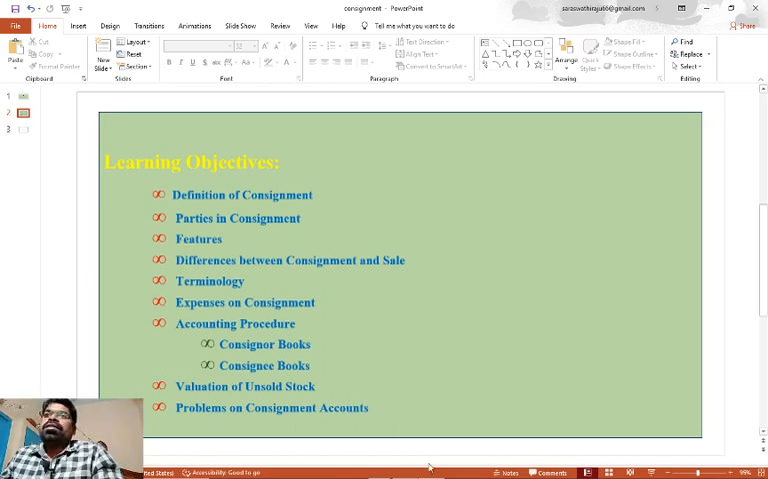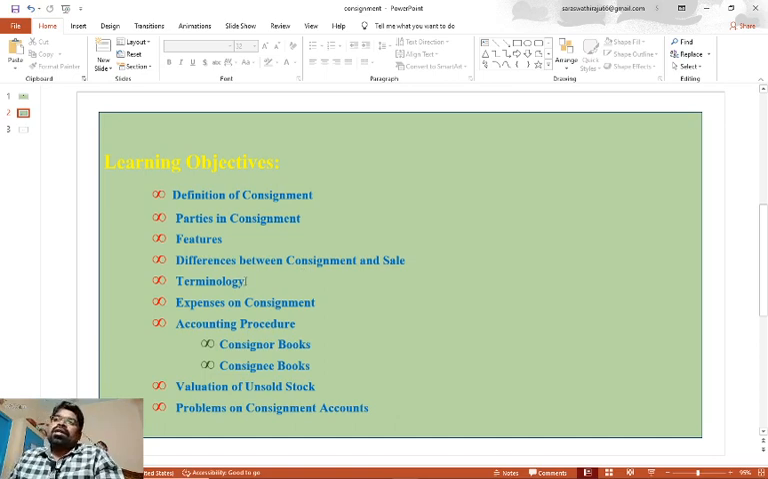Parties: how many parties we will see in consignment accounts, that can be known by us. Features: what are the features we have in consignment? Differences between consignment and sale. What is the difference between consignment and sale? How do we define consignment? How do we define sale? Like that, the differences between these two terms we will know. What are the functions? How totally consignment differs from sale, that we will learn.